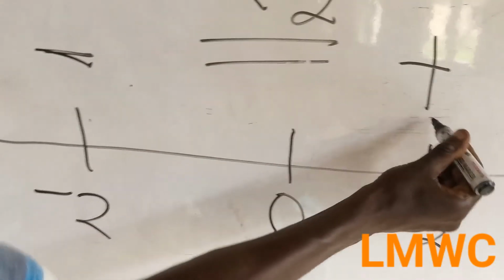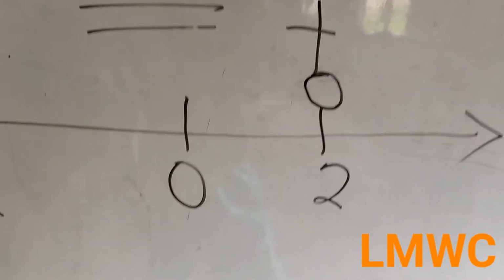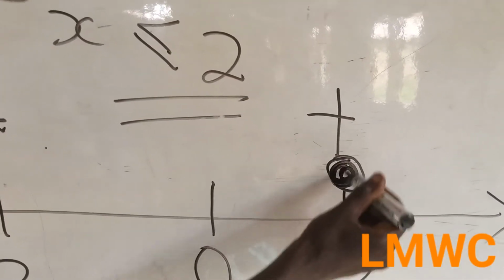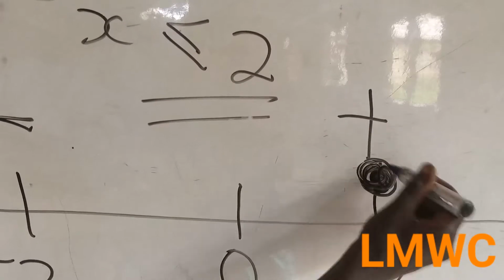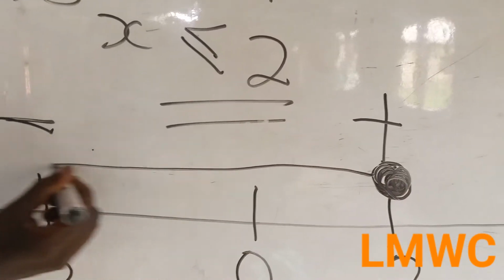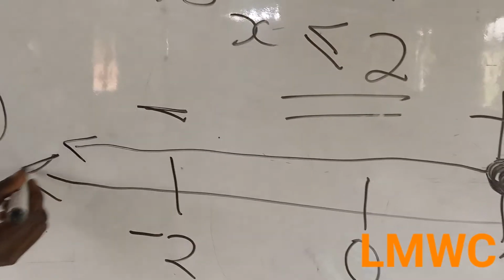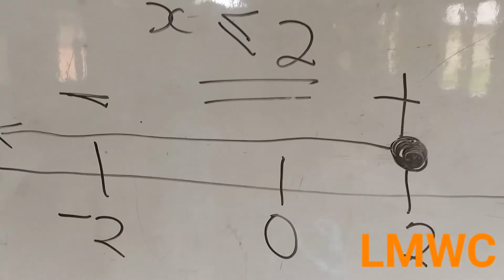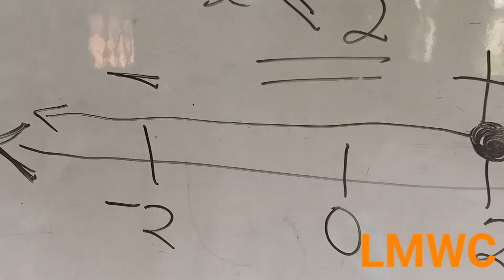So x is less than or equal to 2. We are talking of 2. So you draw your circle. But because it's less than or equal to, the circle should be shaded. So this is where our arrow will go because of the less than sign. x is less than or equal to 2.